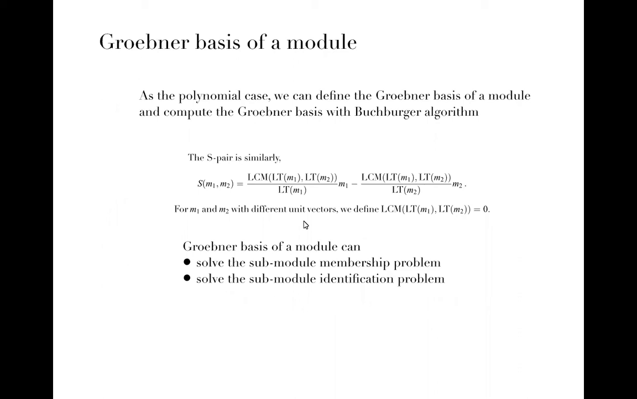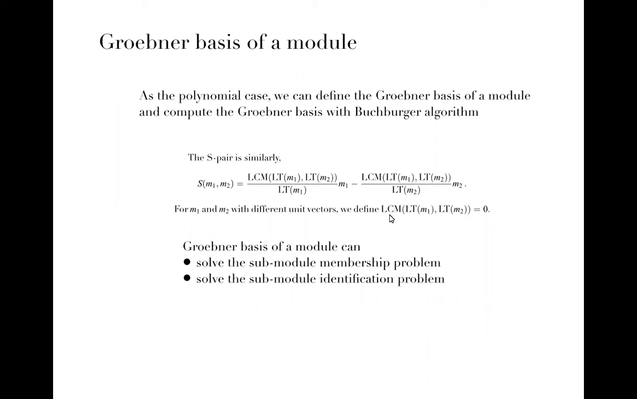But you only need to worry about if M1, M2, the leading terms, contain different unit vectors, then we simply define the LCM of the two leading terms to be zero. By doing this, I can define the S-pair, I can do the leading term, and then I can do the polynomial division on these kinds of vectors. So immediately, if you can do the Gröbner basis of a module, then you can solve this submodule membership problem.